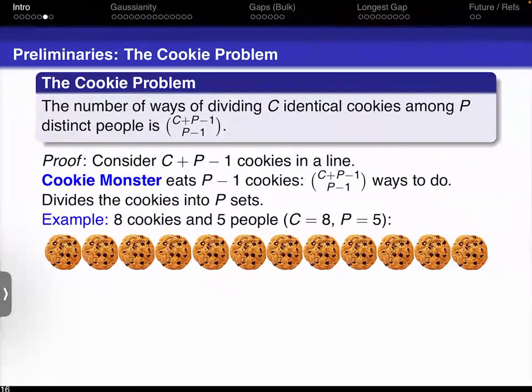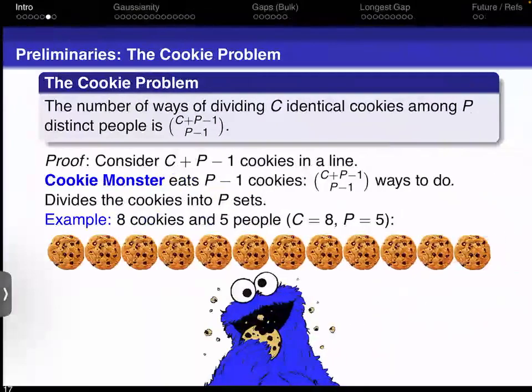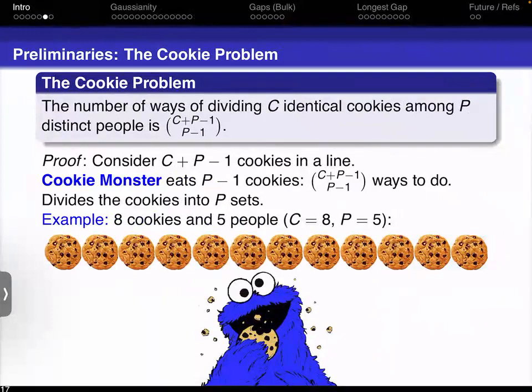So let's see an example. So imagine we have 8 cookies and 5 people. Since this is a Fibonacci talk, I chose 8 and 5. Cookie Monster shows up. So here comes Cookie Monster. And now Cookie Monster eats P minus 1 cookies, so Cookie Monster eats 4 cookies. Everything up to the first eaten cookie goes to the first person. So the first person gets 2 cookies. How many cookies does the next person get? 0. And the next person gets 2, the next person gets 3, and the last person gets 1.